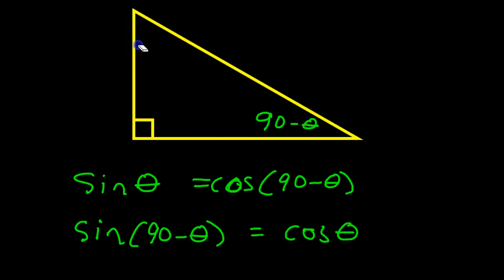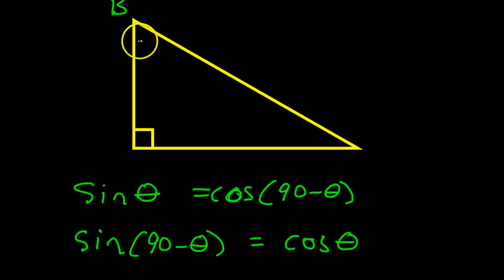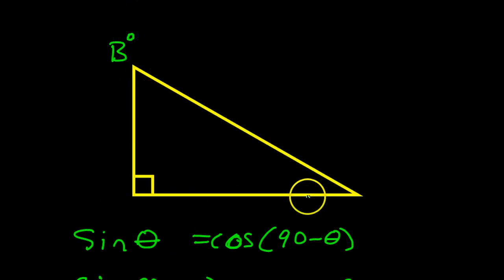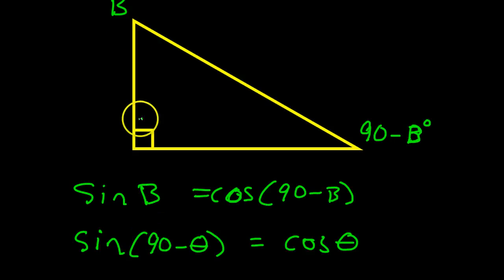So if I just use the letters instead, if this is angle B, like B degrees, then this other angle over here is going to be 90 minus B. I'm just using B instead of theta. So that means the sine of B is going to equal the cosine of 90 minus B, or the sine of 90 minus B is going to equal the cosine of B.